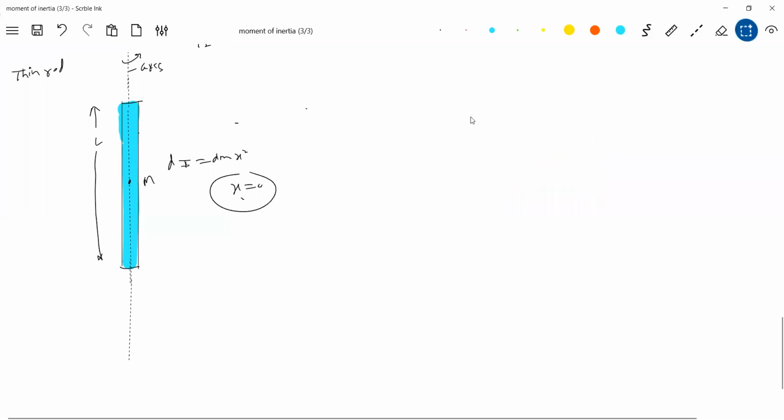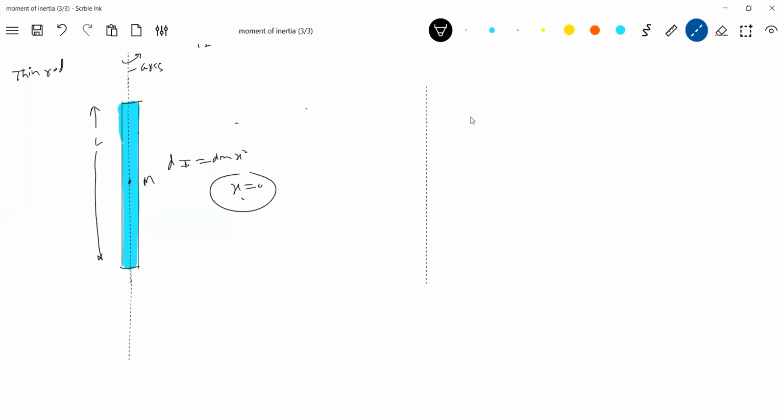Now let's take it further. Suppose that this is the axis here. This is a rod. Now, what is the moment of inertia? There is a rod of length L and mass M. It is at a distance x from the axis here. Now how does it rotate? It will go around in a circular path.